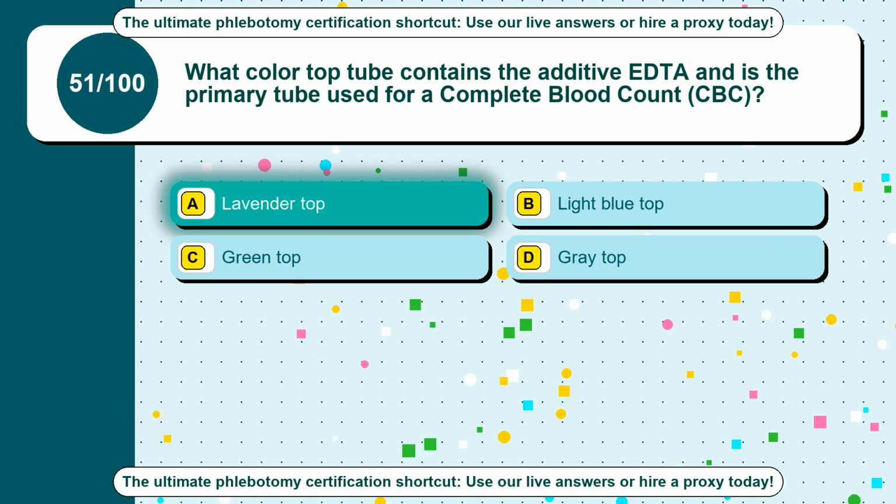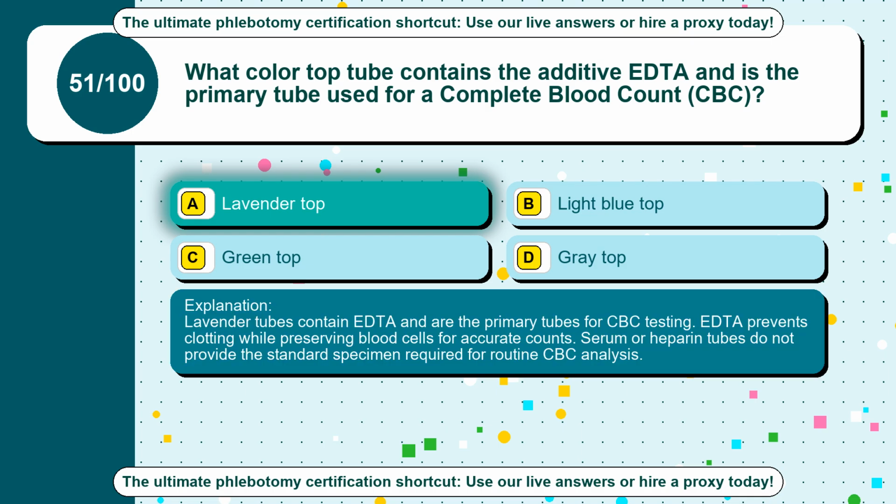The correct answer is option A, lavender top. Lavender tubes contain EDTA and are the primary tubes for CBC testing. EDTA prevents clotting while preserving blood cells for accurate counts. Serum or heparin tubes do not provide the standard specimen required for routine CBC analysis.